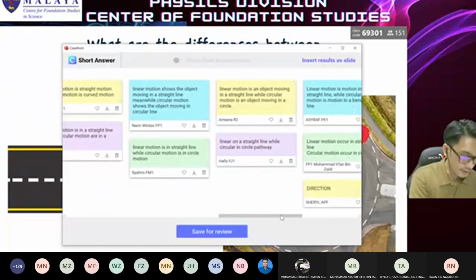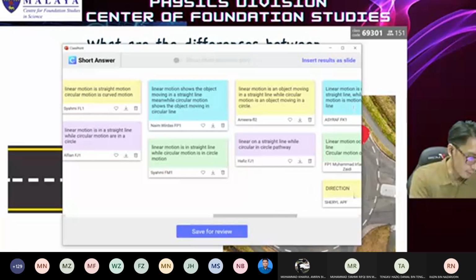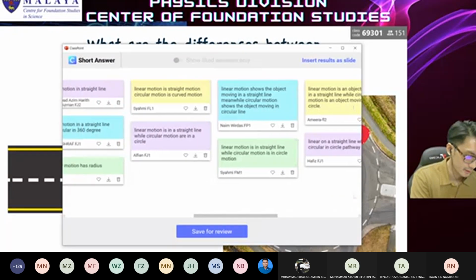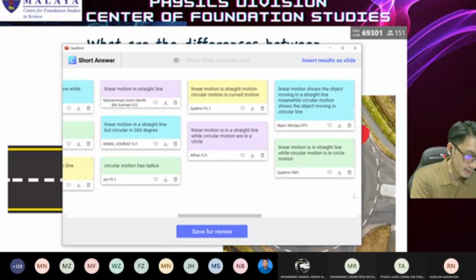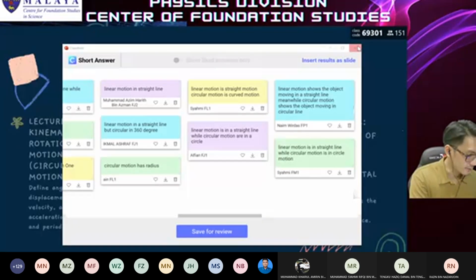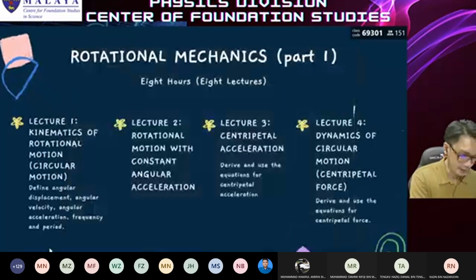Okay, kalau you boleh nampak kan? Okay, linear motion shows the object moving as in a straight line dari Naim Wirdas FP1. Meanwhile, circular motion shows the object moving in circular. Yep, correct. Thank you Naim. Next. Ramai yang jawab macam tu. Linear daripada Ikmal Ashraf FJ1. Linear motion in a straight line but circular in 360 degree. Correct. Okay. So kebanyakannya betul lah.